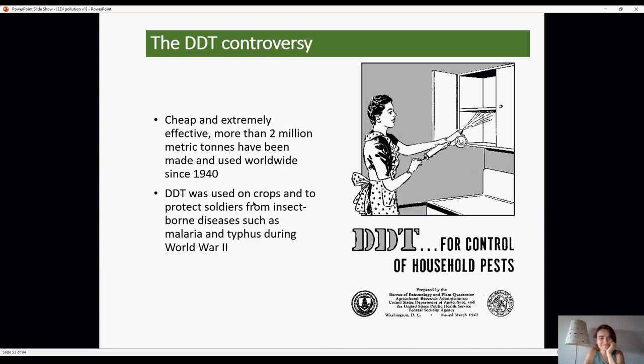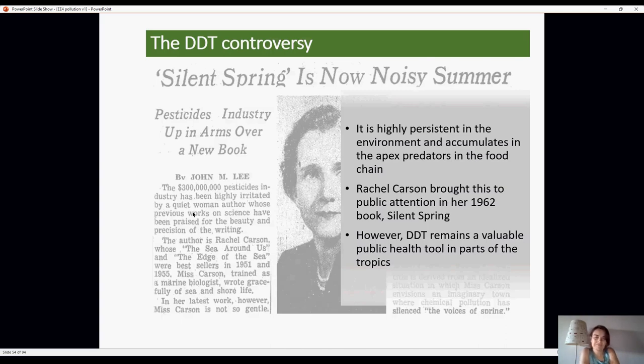And it was used from spraying on crops to protecting soldiers from insect-borne diseases such as malaria and typhus during World War II and then afterwards. But then around 1962, this famous lady, Rachel Carson, published a book called Silent Spring, and this refers to the fact that it was becoming increasingly evident that the levels of DDT in the environment were having an effect on birds. In particular, they were having an effect on the eggshells of birds. The birds that seemed to be affected were the falcons and the eagles, the predators.